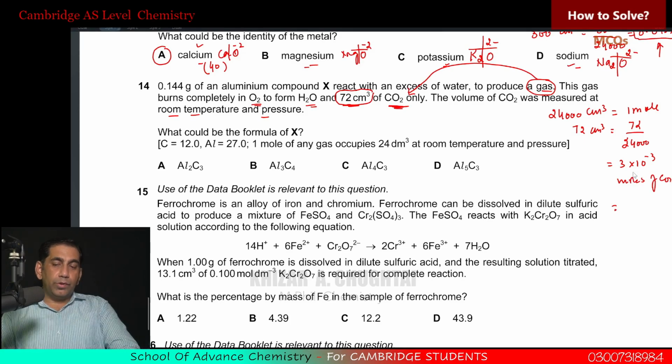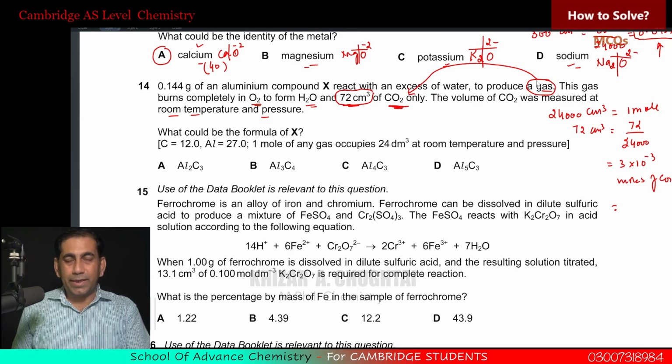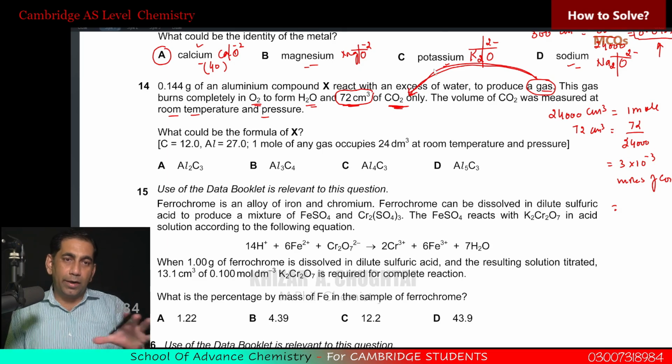And if you are going to combust a compound, and it's making CO2, it means that all carbon in this gas will change into CO2. On complete combustion of any compound, all carbon content will change themselves into CO2. Whole carbon has been converted into CO2. So the mole of CO2 will also be equal to the mole of carbon in that compound. So mole of carbon will be the same, 3 into 10 raised to power minus 3.